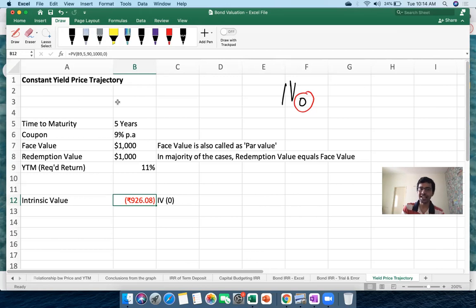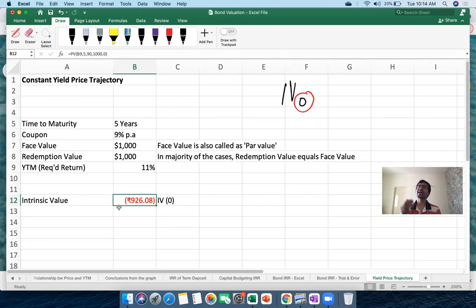So the word price trajectory basically means what is the path that the price is going to follow? What is the path that price is going to follow from today till the end of the 5th year? This bond has 5 years to maturity. What is the path that the price of the bond will follow from today till the end of the 5th year? That is called price trajectory. The end of the 5th year is nothing but the maturity date of the bond. All right.